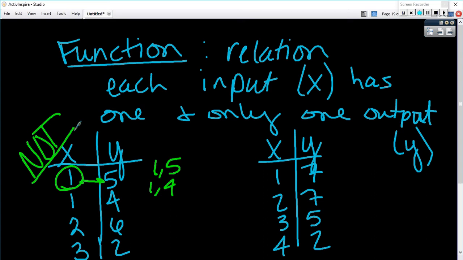But over here, some of you said this was not a function, but if you look, what value corresponds to x equals 1? 7. Is there ever anything else? Nope. So 1 has one output. How about 2? How many outputs does 2 have? 1 and 3 and 4. So this one is a function.